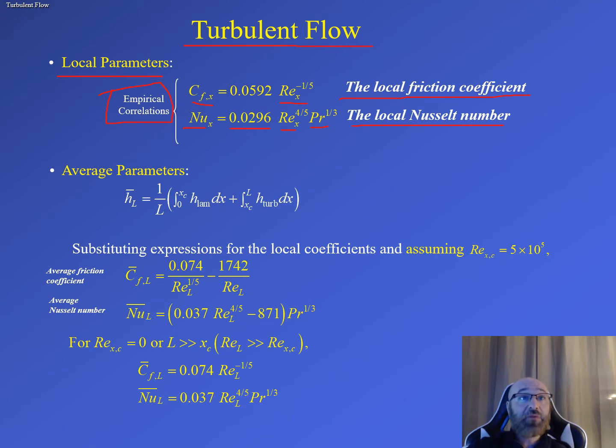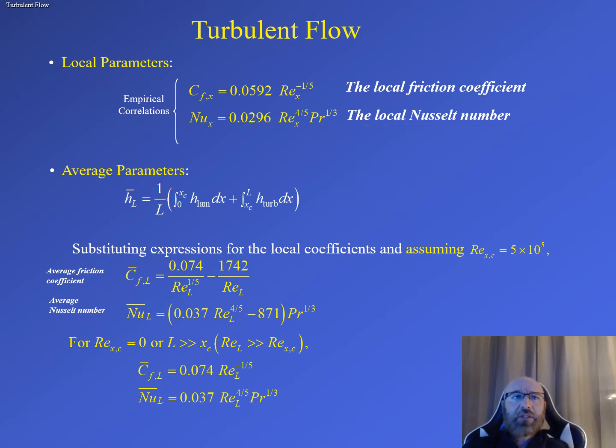Now for our average parameters, we have our h bar L is equal to 1 over that length L times, now in here we can see we have two different integrals. We're doing this for the laminar section and for the turbulent section here. So it's the integral from 0 to x sub c of our h laminar dx plus the integral, continuing on now where we left off at x sub c, up to the total length L of our h turbulent dx. So this is for our average parameters there.